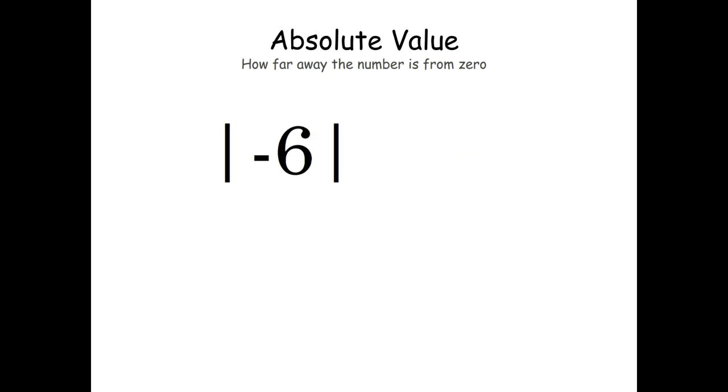If you have an absolute value of negative 6, it is 6 away from 0, so the answer would be 6. The absolute value of negative 3 is 3 away from 0, so the answer is 3. Absolute value of negative 9 is 9 away from 0, so the answer is 9. That's what absolute value means. That means how far away the number is from 0.